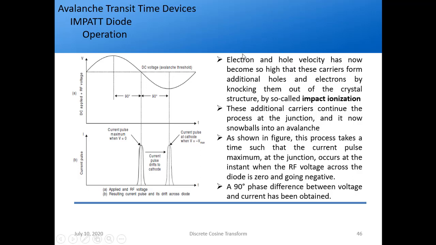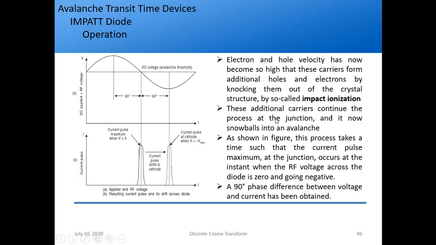Because of this very high velocity, essentially from the GaAs crystal, these electrons and holes are knocked out. Continuously these are knocked out from the structure, so continuously electrons and holes are generated at a high rate. This is called impact ionization. These additional carriers, which are electrons and holes, continue the process at the junction, and it now snowballs into an avalanche, because continuously electrons and holes are generated. So this effect is called avalanche.